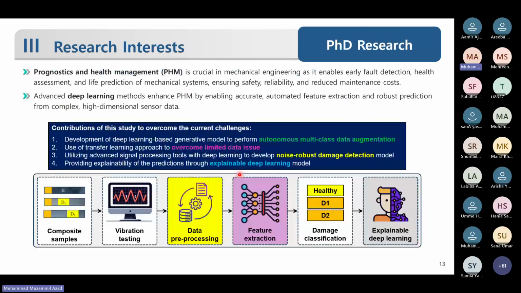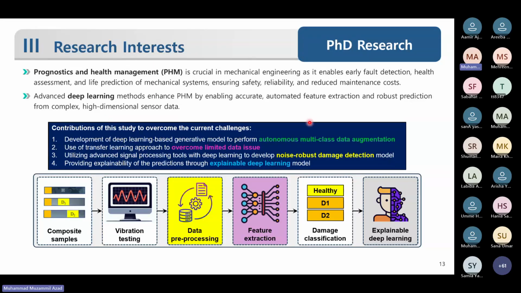Next, during my PhD research, my main interest was related to PHM. I implemented some PHM strategies on different applications, and the major application that I worked on was composite structures. These composite structures provide better properties compared to metallic structures. That's why they are a very hot topic, and they are commonly used in aircraft to make the structures very lightweight. What I did was develop four algorithms, and based on these four algorithms, I contributed to the current challenges and tried to overcome them.